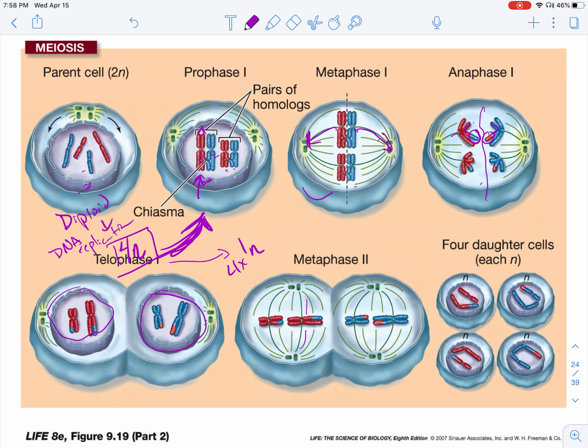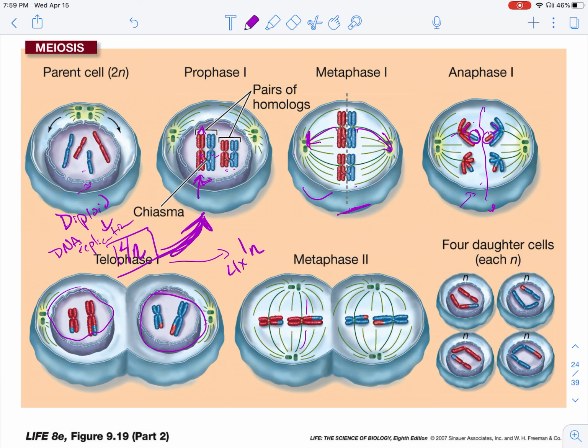So in prophase one, the homologous chromosomes find each other. They undergo synapsis and recombination, and then form recombinant DNA. In metaphase one, the homologous chromosomes line along the metaphase plate. And in anaphase one, the homologous chromosomes pull away from each other.